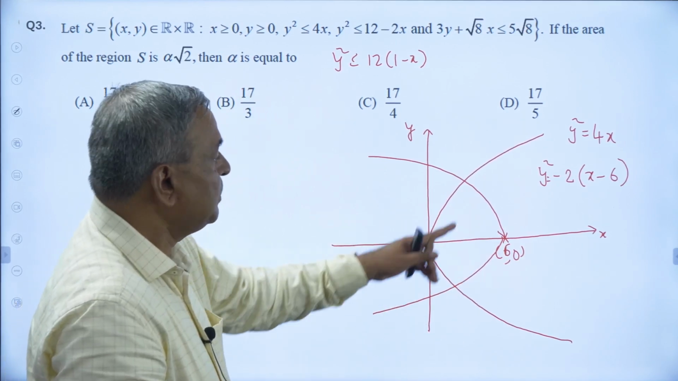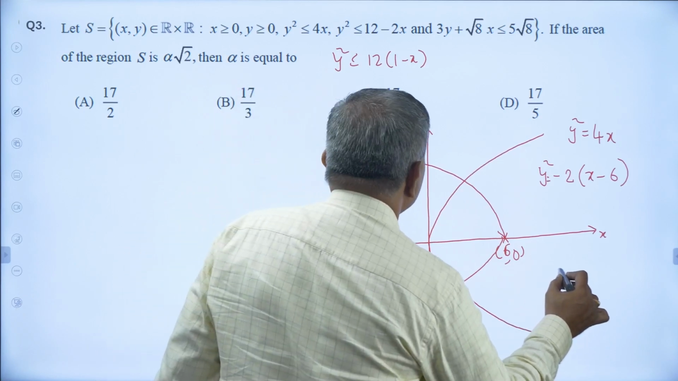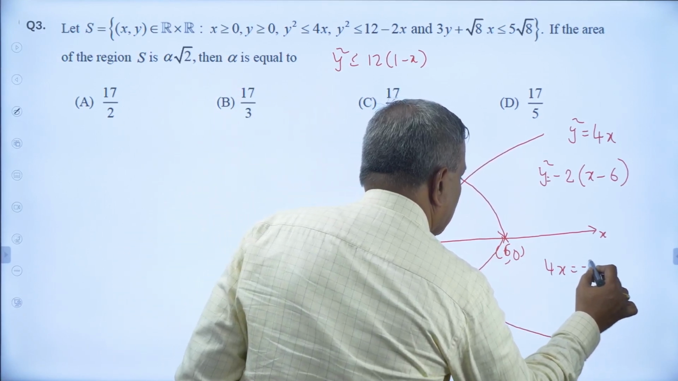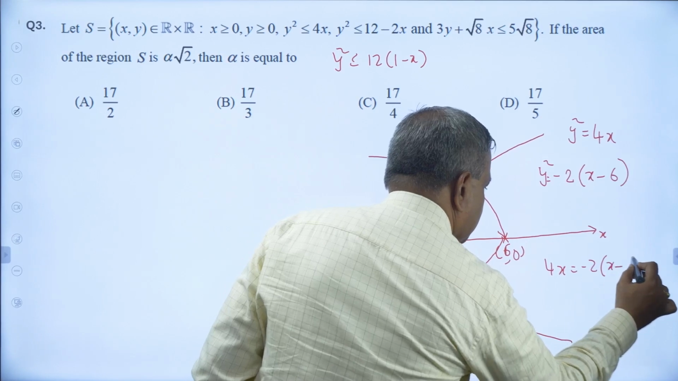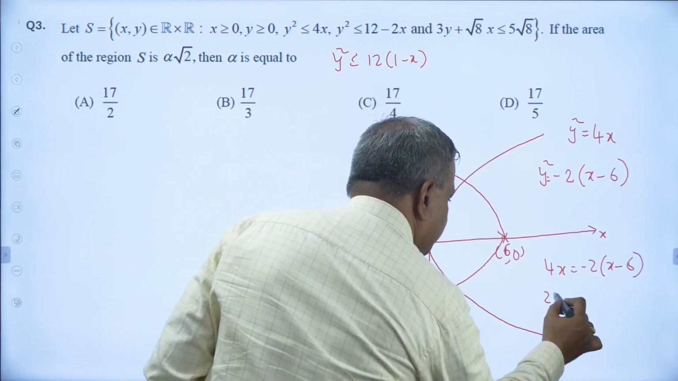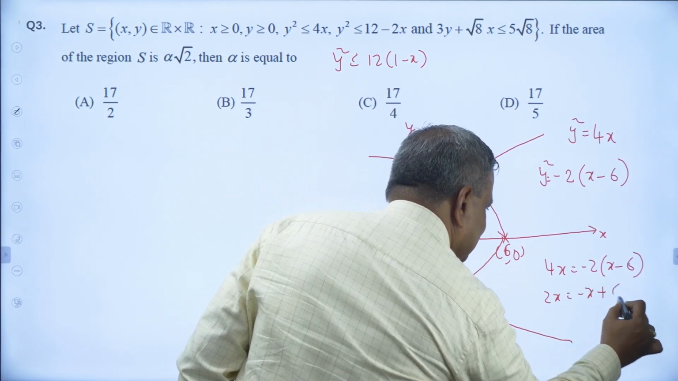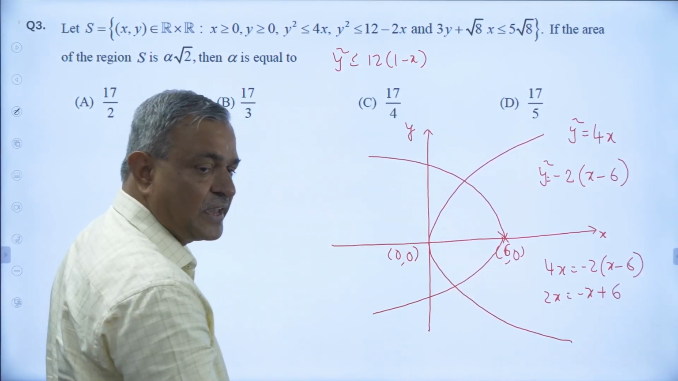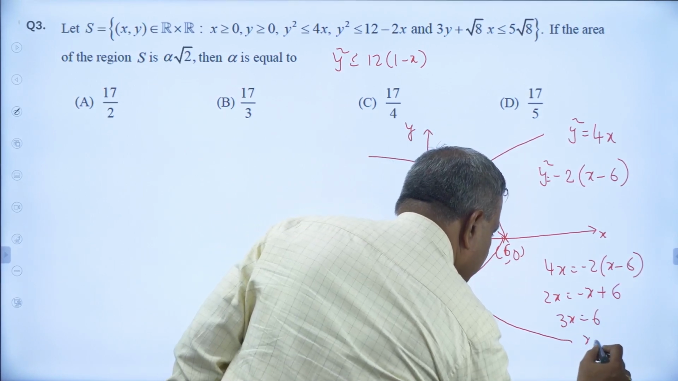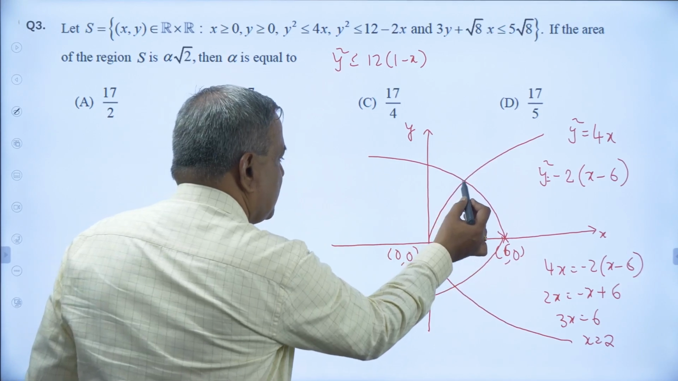Okay, perfectly correct. Now we will find the point of intersection. What is the point of intersection you get? This is equal to 4x equals minus 2 times x minus 6. So 2 will be cancelled. You get how much? 2x is equal to minus x plus 6. Okay, so we get 3x is equal to 6, x is equal to 2. So we got x equal to 2 as the point of intersection.